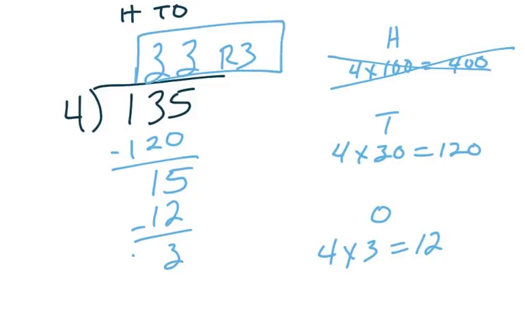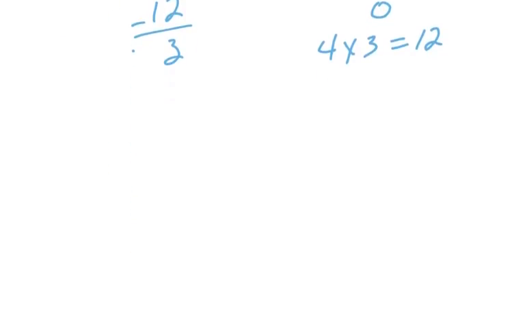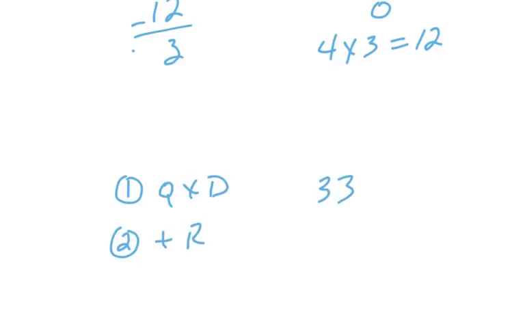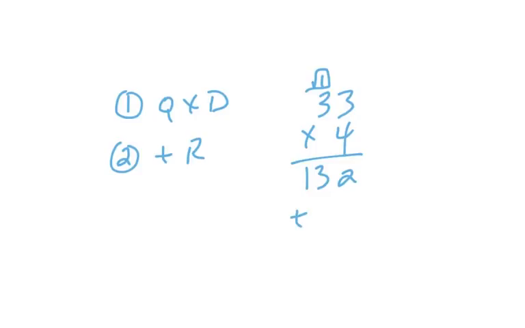And so that's my quotient. Now I go through and check it. Remember, my first step is my quotient times my divisor. Second step is add my remainder. So 33 times 4, that's 12. Regroup that one. That's 132, plus 3 is 135.